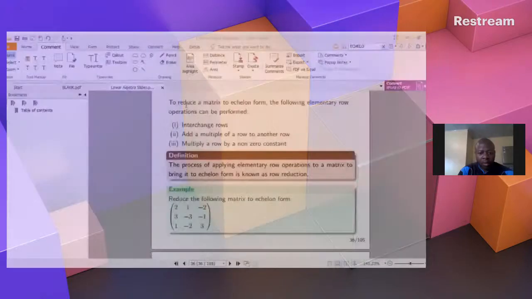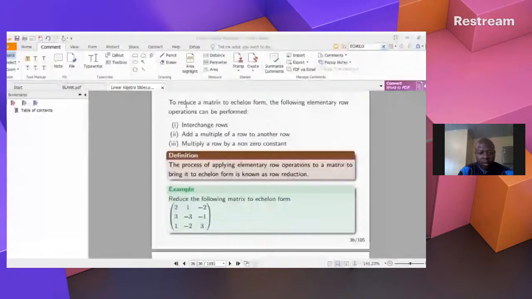Now, to reduce a matrix to echelon form, this is what we're supposed to do. You can do that by interchanging rows, or by adding a multiple of a row to another row, or by multiplying a row by a non-zero constant. If you perform all these three operations, in the long run you will reduce a matrix to echelon form. So let's look at this example. This example says reduce this matrix to echelon form.